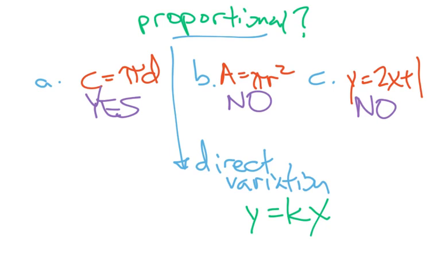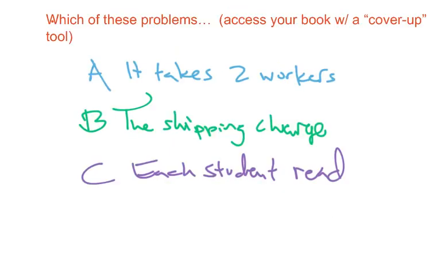All right, last one. This is where you need a cover-up tool. Basically, I just need you to cover up the top part of 589 because that's where they give you the answer. So you probably don't need a cover-up tool. Just don't look at page 589. And we're going to consider these problems. You don't need to write this in your notes. I just want you to think about it.